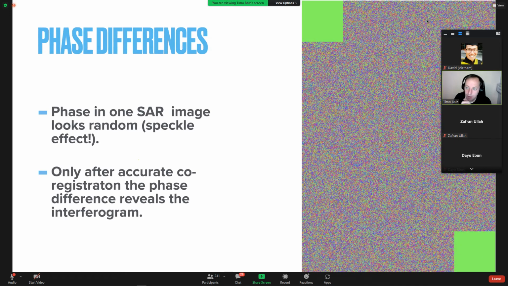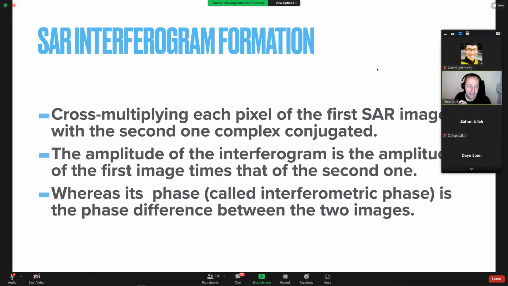So I also like that slide. I always laugh when I see that slide, right? So the SAR interferogram formation: we cross multiply each pixel of the first SAR image with the second one complex conjugated. And I love it because it is so unnecessarily complicated, okay?